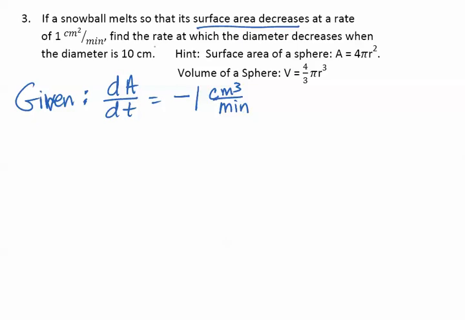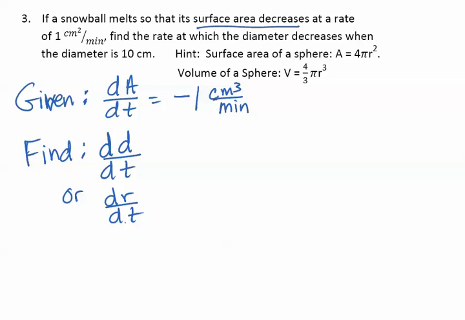And our question says find the rate at which the diameter decreases. Well, that also is not expected. In our formula, we're usually expecting to use radius. So we could find the change in diameter with respect to time. Or you might say, could I find the change in radius first and then double it?